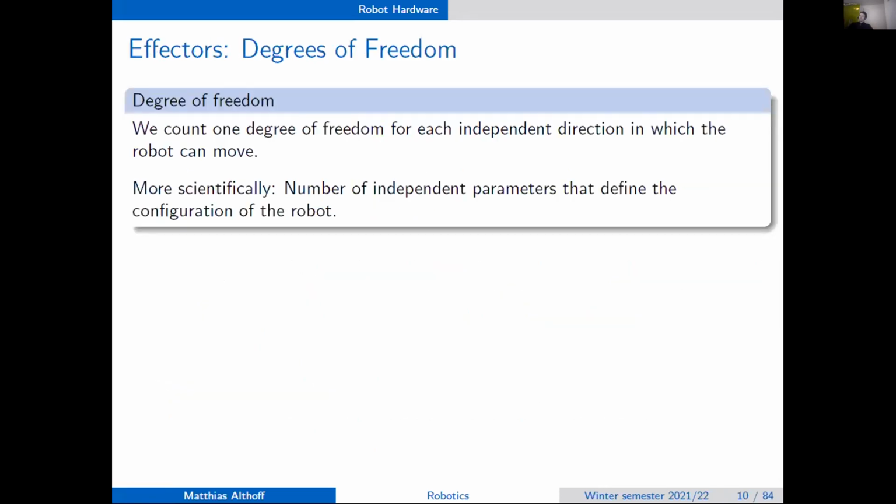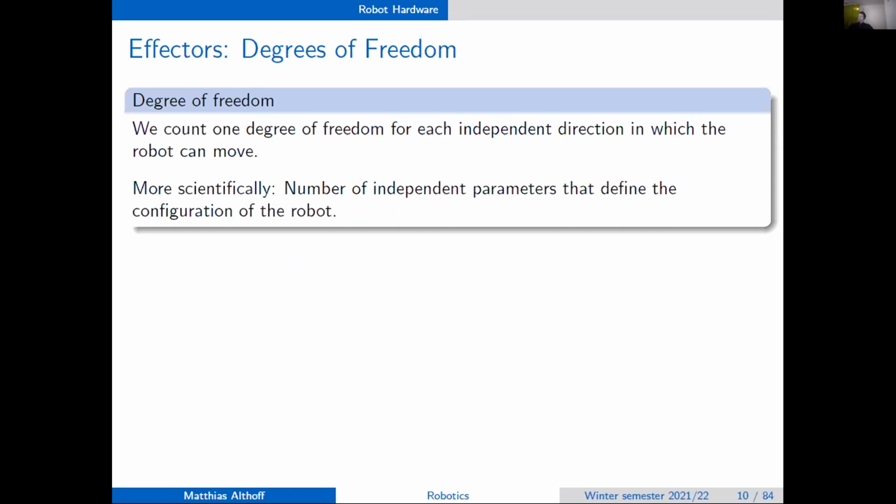Okay, so let's continue a little bit the general discussion. Because robots are physical devices, we also need to talk a little bit about mechanical engineering. Everybody who studies mechanical engineering had this in the first semester. We're talking about the degrees of freedom of a mechanical system. These are essentially the number of independent directions in which a robot can move.